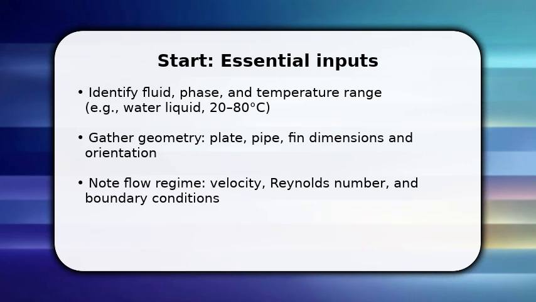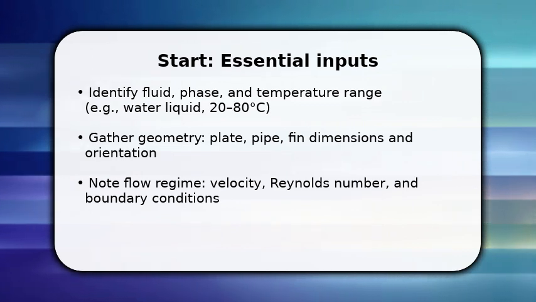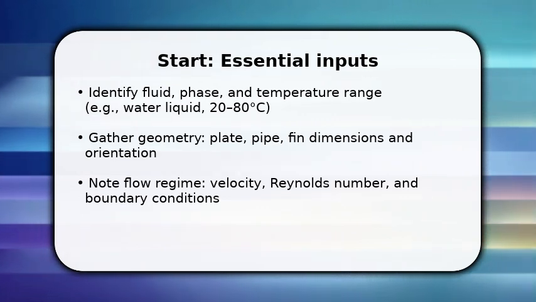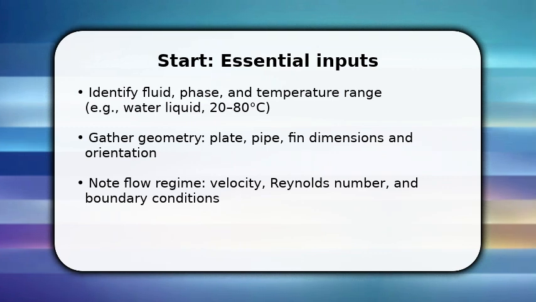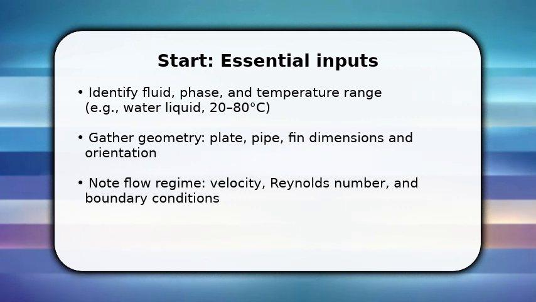You begin by collecting the minimum required inputs so calculations run cleanly. Enter the fluid, its phase, and the working temperature range. These set property lookups. Next, record geometry, pipe diameter, plate length, fin spacing, and orientation because conduction paths change with direction. Finally, measure or estimate flow speed so you can compute Reynolds number. Once done, use the book's property tables and correlations immediately. This gets you into analysis instead of setup and prevents backtracking later.